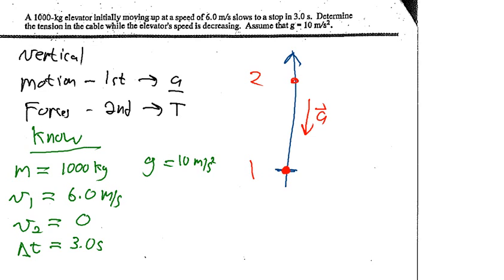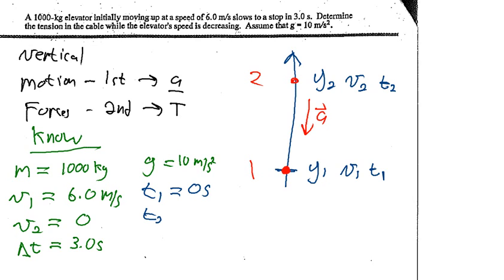So let's define our motion variables. So we'll have y1, v1, and t1. And we can have y2, v2, and t2. And it seems reasonable that we can start our coordinate system for time at 0. So let's set t1 equal to 0, and so that implies that t2 would then be equal to the 3 seconds that are given.